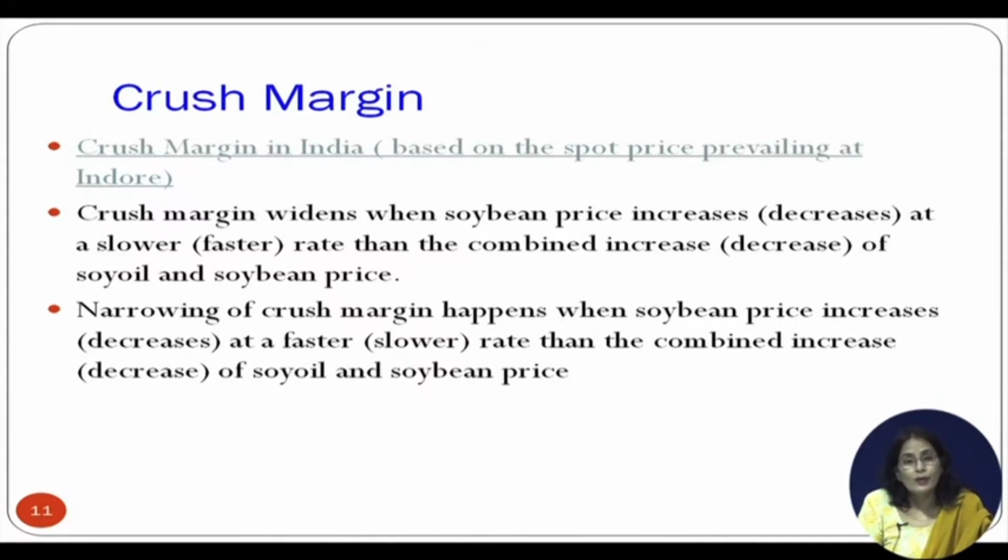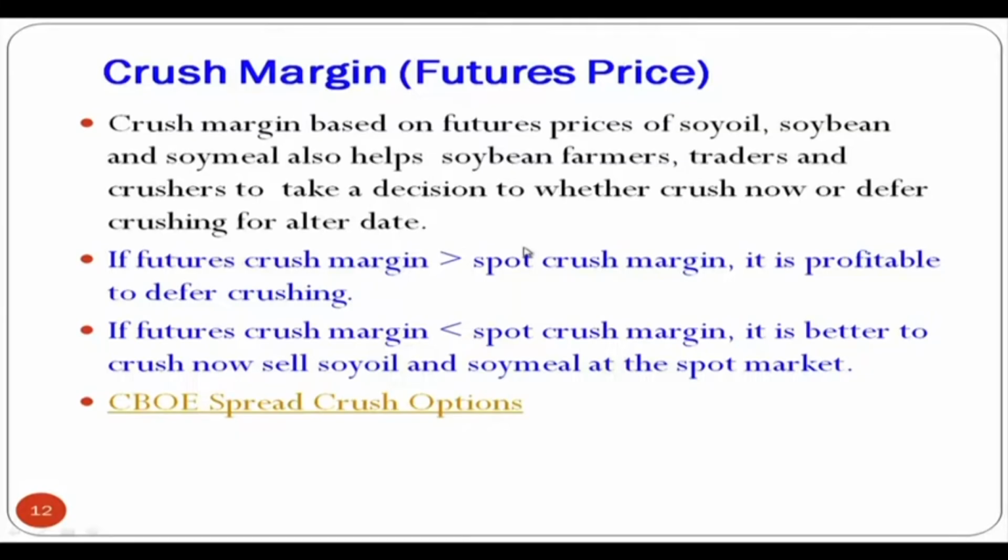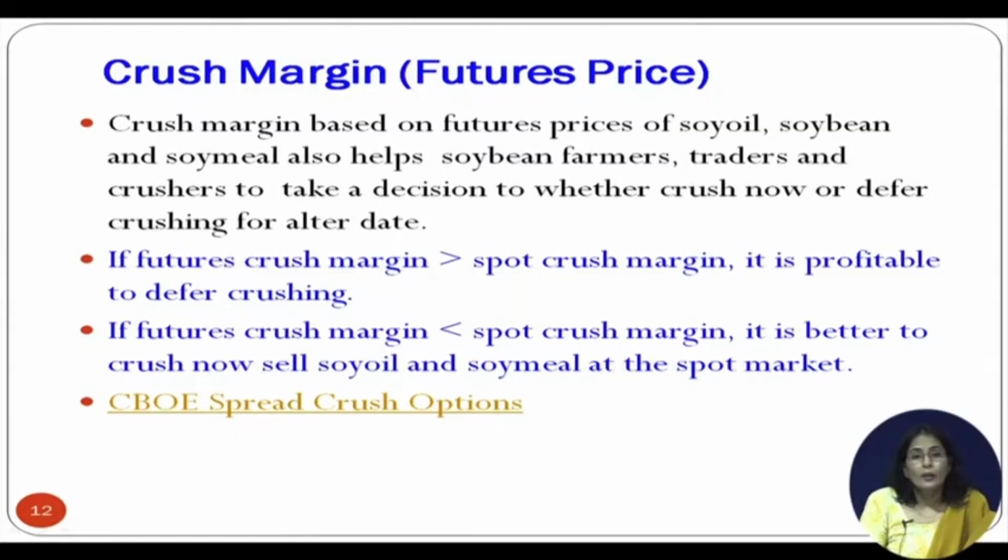Okay, one thing I forgot to mention in the previous discussion is that 1 kg of soya bean yields 18 grams of soya oil and 82 grams of soya meal. Now, the future price of these three commodities can give us an indication regarding what is going to be the movement of the cross margin at a later point of time.